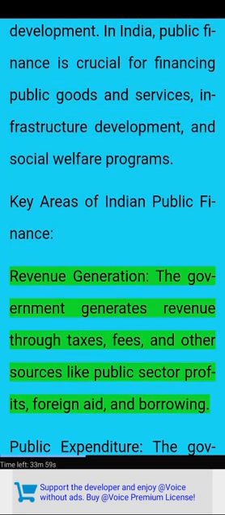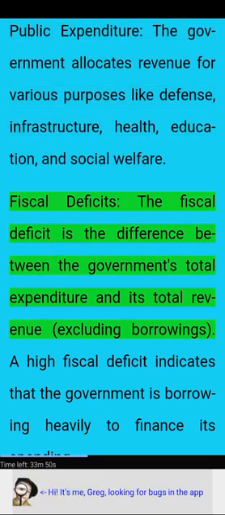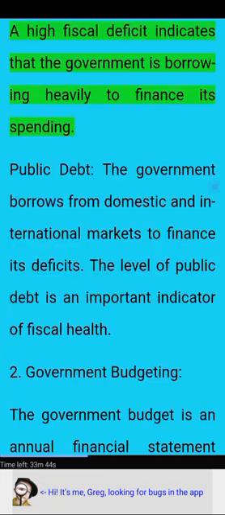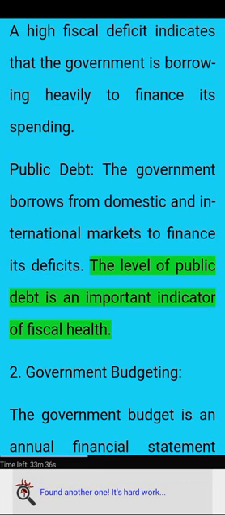Revenue generation. The government generates revenue through taxes, fees, and other sources like public sector profits, foreign aid, and borrowing. Public expenditure. The government allocates revenue for various purposes like defense, infrastructure, health, education, and social welfare. Fiscal deficits. The fiscal deficit is the difference between the government's total expenditure and its total revenue, excluding borrowings. A high fiscal deficit indicates that the government is borrowing heavily to finance its spending. Public debt. The government borrows from domestic and international markets to finance its deficits. The level of public debt is an important indicator of fiscal health.